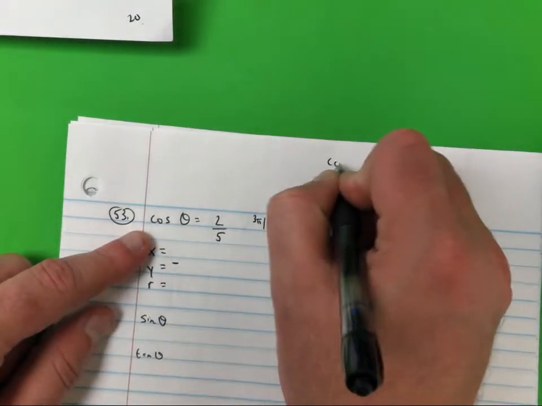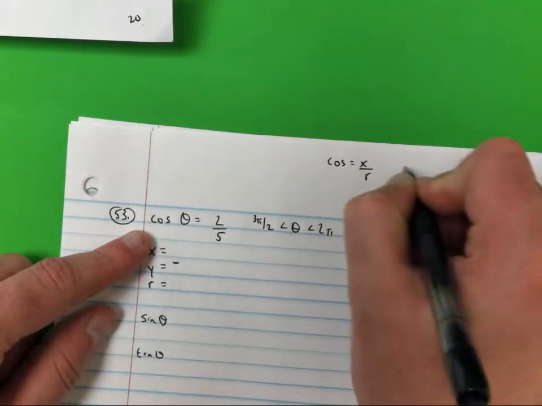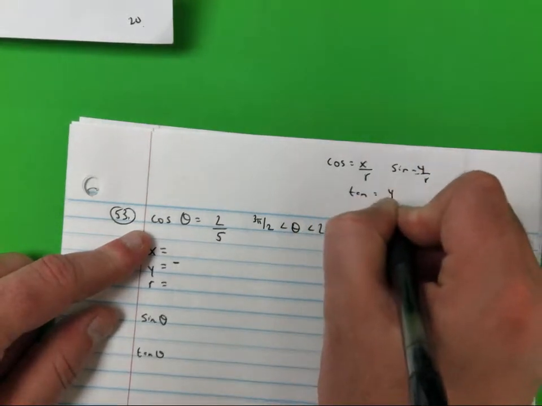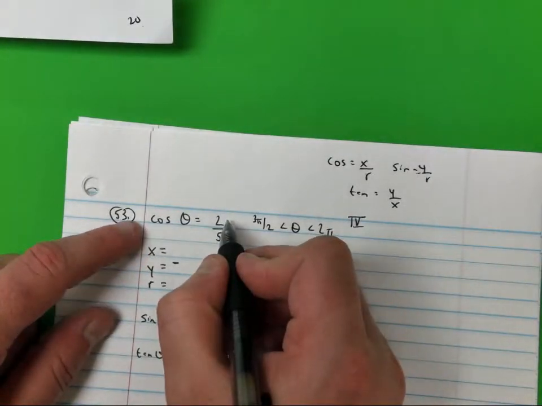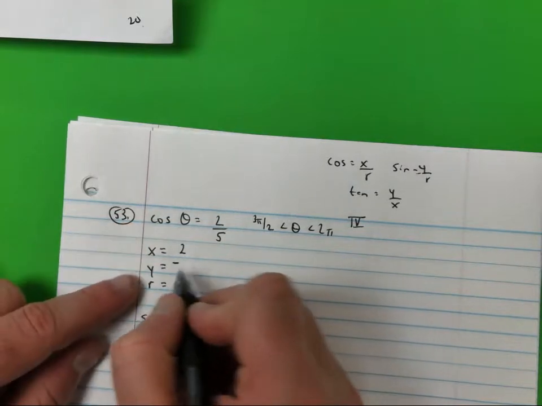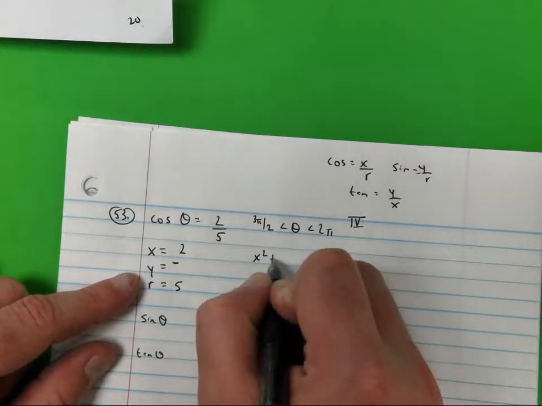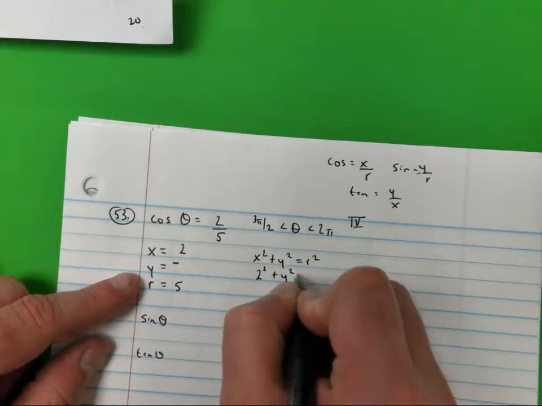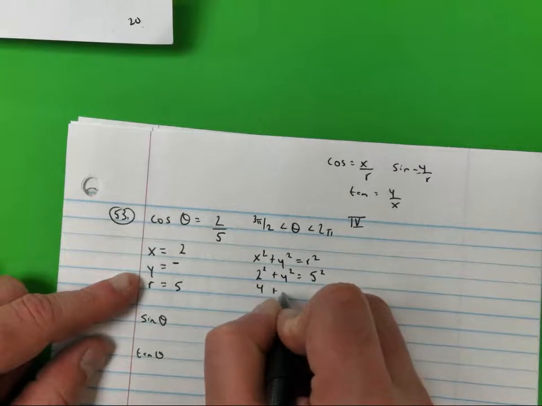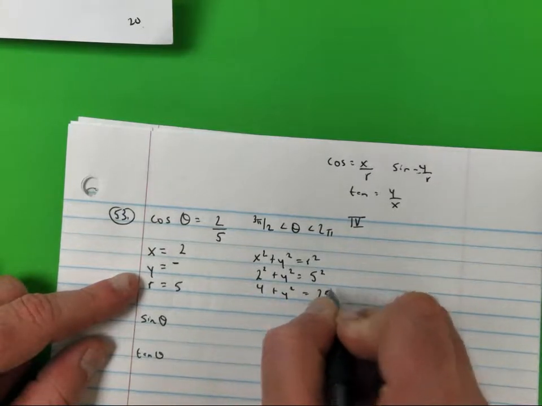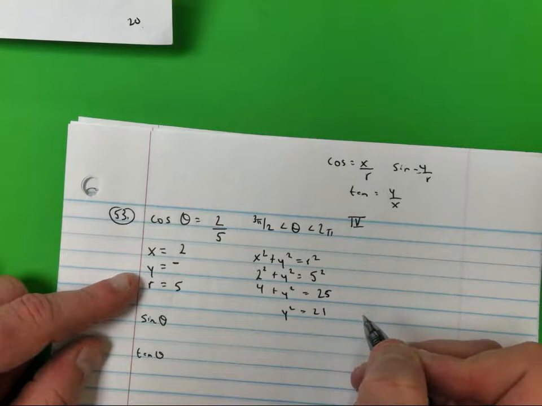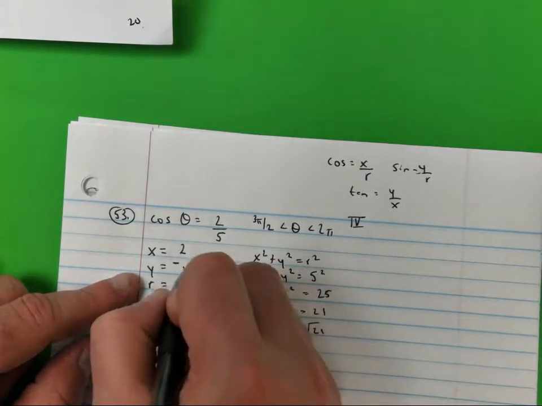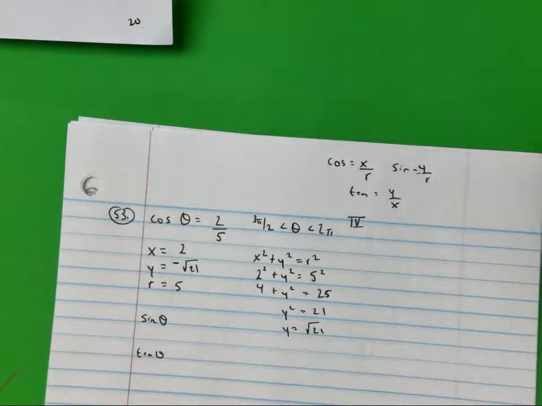Remember, cosine is equal to x over r, sine is y over r, and tangent is y divided by x. So cosine is x over r. We need to find y. I'm going to use the formula x squared plus y squared equals r squared. 2 squared plus y squared equals 5 squared. 4 plus y squared equals 25. Y squared equals 21. Y equals the square root of 21. And this will be negative square root of 21.